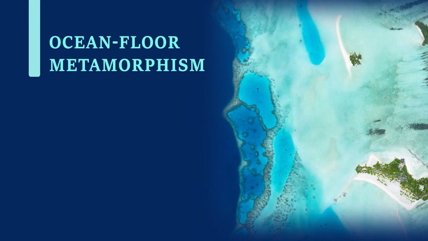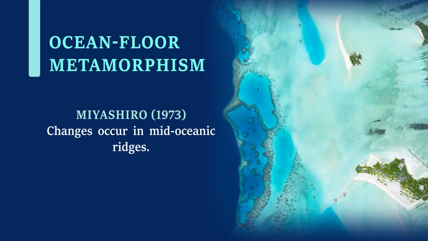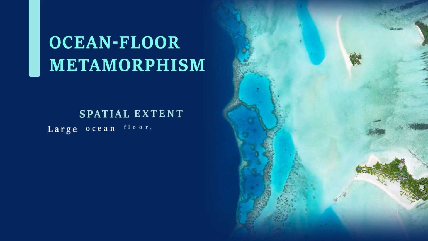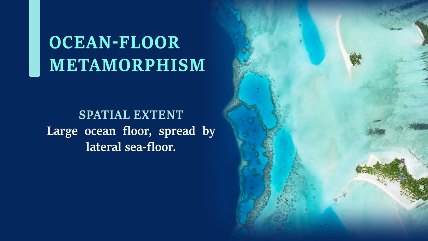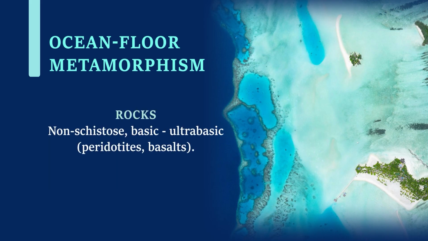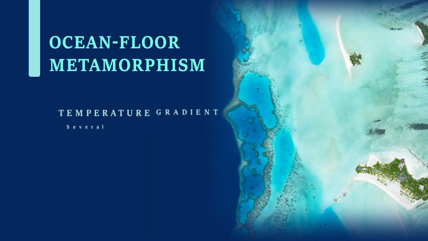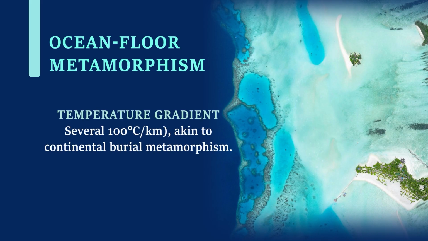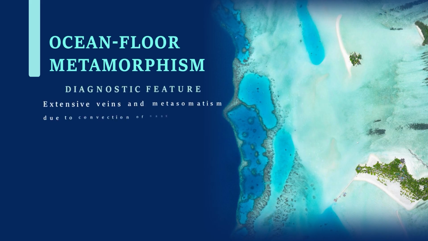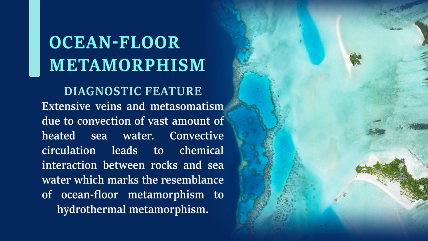Ocean floor metamorphism, Miyashiro 1973 discussed, occurs through changes in mid-oceanic ridges. The spatial extent is large, with ocean floor spread by lateral sea floor spreading, rocks mainly non-schistose, basic, ultrabasic, peridotites and basalts. The temperature gradients are several hundred degrees centigrade, akin to continental burial metamorphism. Diagnostic features are extensive veins and metamorphism due to convection of vast amounts of heated seawater.